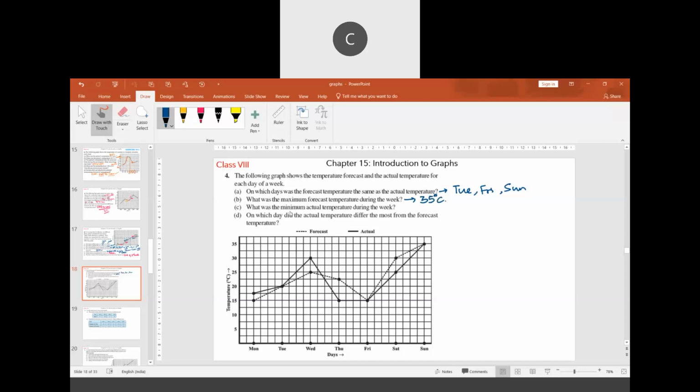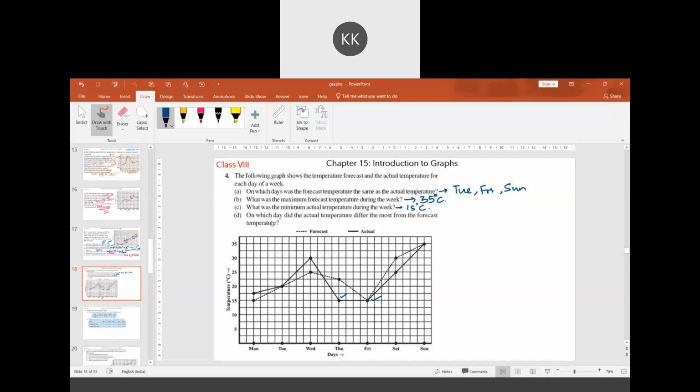What was the minimum actual temperature during the week? Actual, minimum actual. Sir, 15 degrees Celsius on Monday. Forecast. Monday, actual we have to see. Tuesday and Friday, sir. It is these two. Tuesday, Friday, but the temperature is 15 degrees Celsius, and Monday, 15 degrees Celsius.